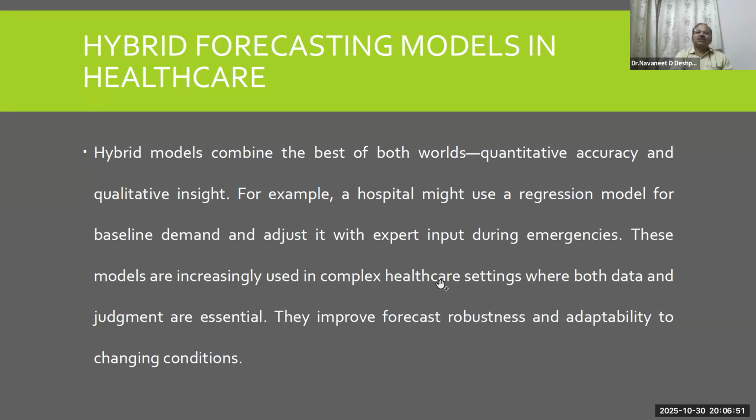Okay. So nowadays, life becomes complex with a lot of heat waves, or let us say global warming, greenhouse gas effects, or sudden changes, or any kind of things. In those cases one has to have both aspects of managing the hospital: one is quantitative accuracy, the other is qualitative insight. Only those areas which have been able to handle those things are able to manage any kind of unforeseen circumstances. So judgment is essential. They will definitely improve the forecast robustness and adaptability. This is most important: adaptability according to the changing conditions.